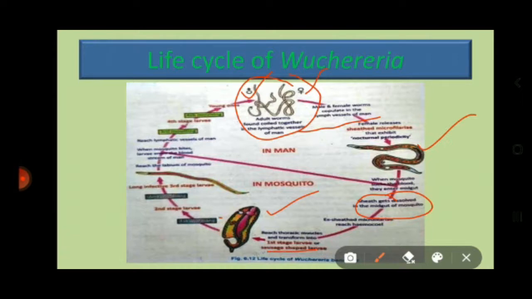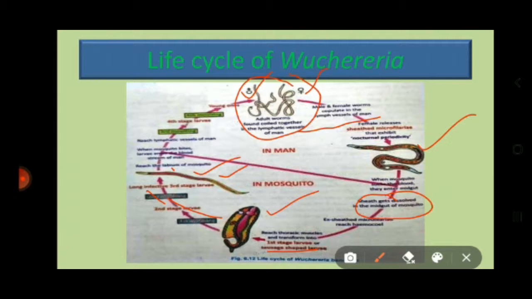Then it undergoes second molting to form an elongated larva, and again a third molting to transform into the elongated third stage larva. And this third stage larva is infective to the new host, and is now ready to be transmitted to the other person.